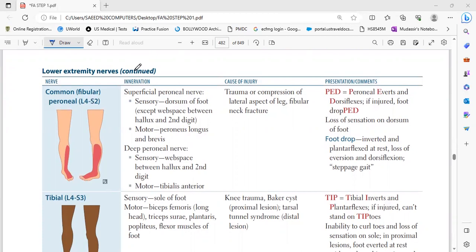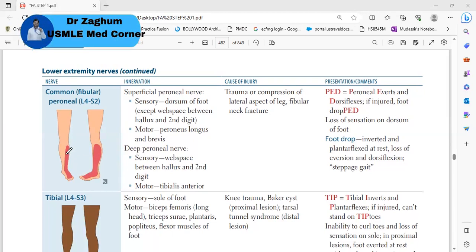Guys, this question is so high yield, so you will remember it. Mnemonics are given for both of them. The common fibular nerve mnemonic is foot drop: PED, peroneal everts and dorsiflexes. If injured, the foot will drop, with loss of sensation on the dorsum of the foot. Here you can see the dorsum of the foot.